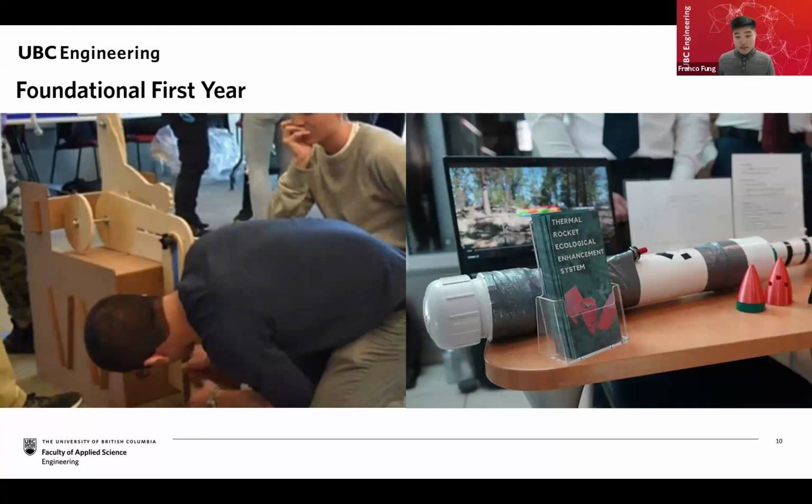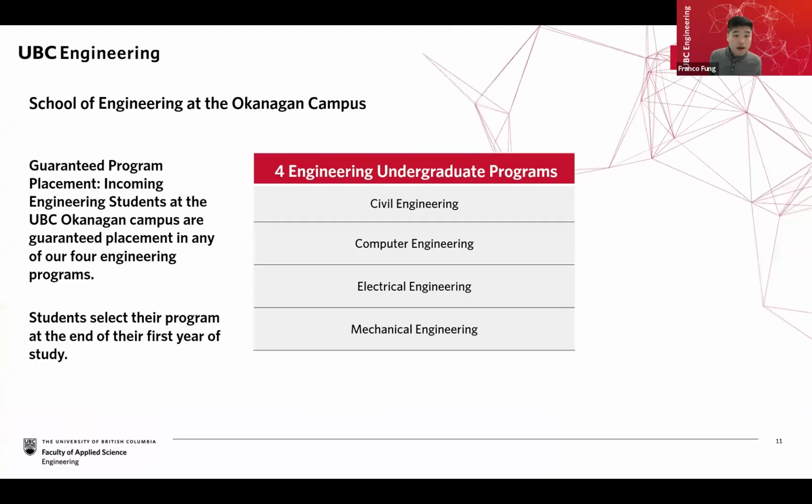Now, at both campuses, students will select their program of study at the end of their first year through our engineering program placement process. At the Okanagan campus, there are 4 engineering undergraduate programs available for incoming students. They are all listed there on the screen. So you'll see civil engineering, computer, electrical, and mechanical engineering. As mentioned, students will choose their program at the end of their foundational first year. At the UBC Okanagan campus, incoming engineering students are guaranteed placement in any of the 4 engineering programs listed on this slide. So what that means is, for example, if you're interested in civil engineering, you are guaranteed a seat in civil engineering.